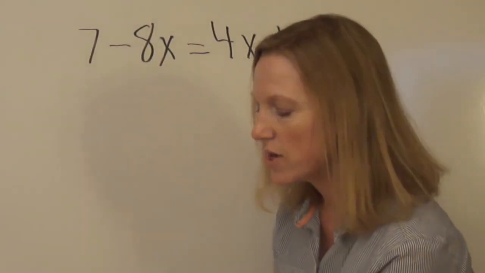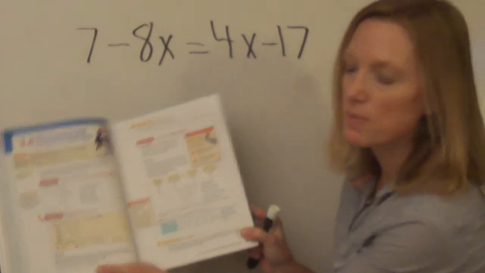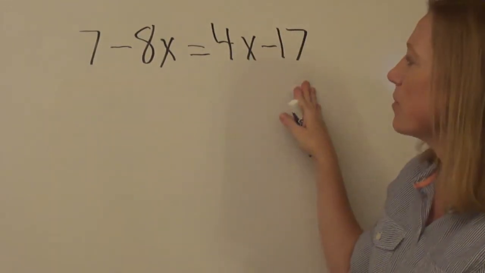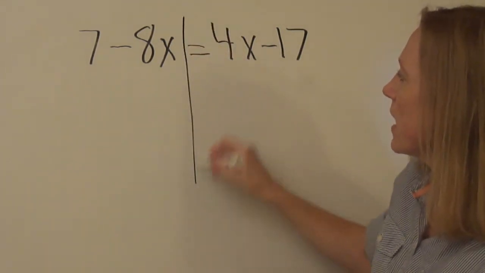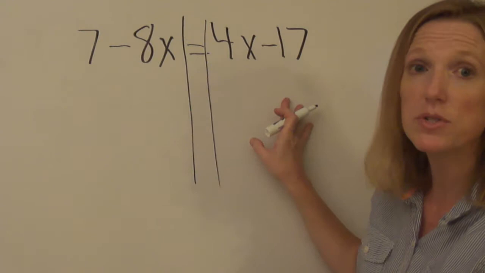Class, today's lesson was section 3.4, solve equations with variables on both sides. So we're going to look at three examples. This is our first example. Remember how we separate our equation? We draw two lines down the equal sign so I can examine both sides.